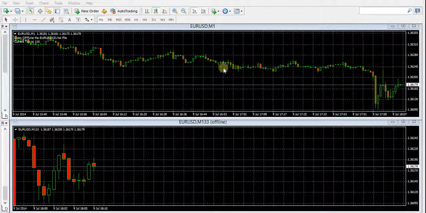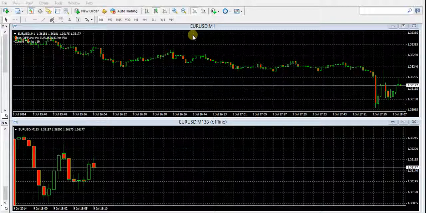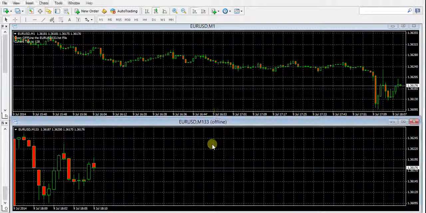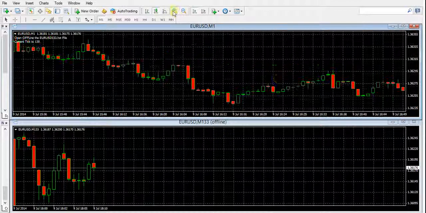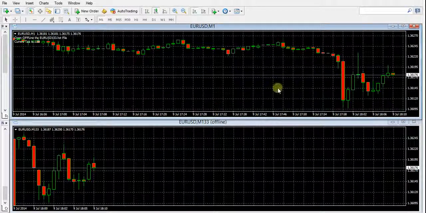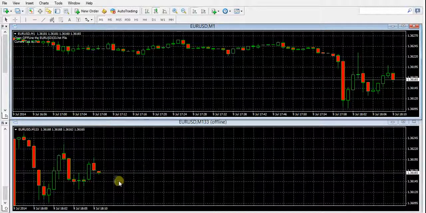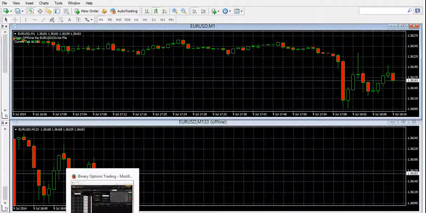Again, here at the top I have my Euro-US dollar M1 chart, so that's 60-second candlesticks forming. Here on the bottom I have the custom opdex indicator. It's an M133 tick chart. So I'm going to zoom in here for a second. And what we're looking for is confirmation of the trend.